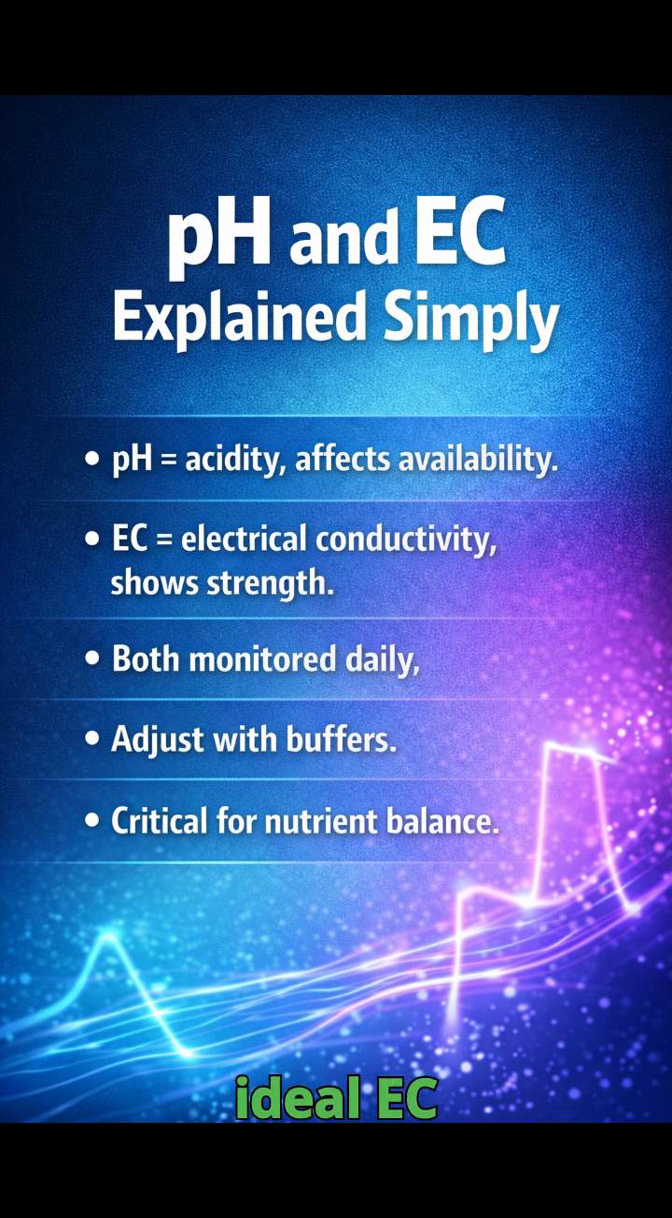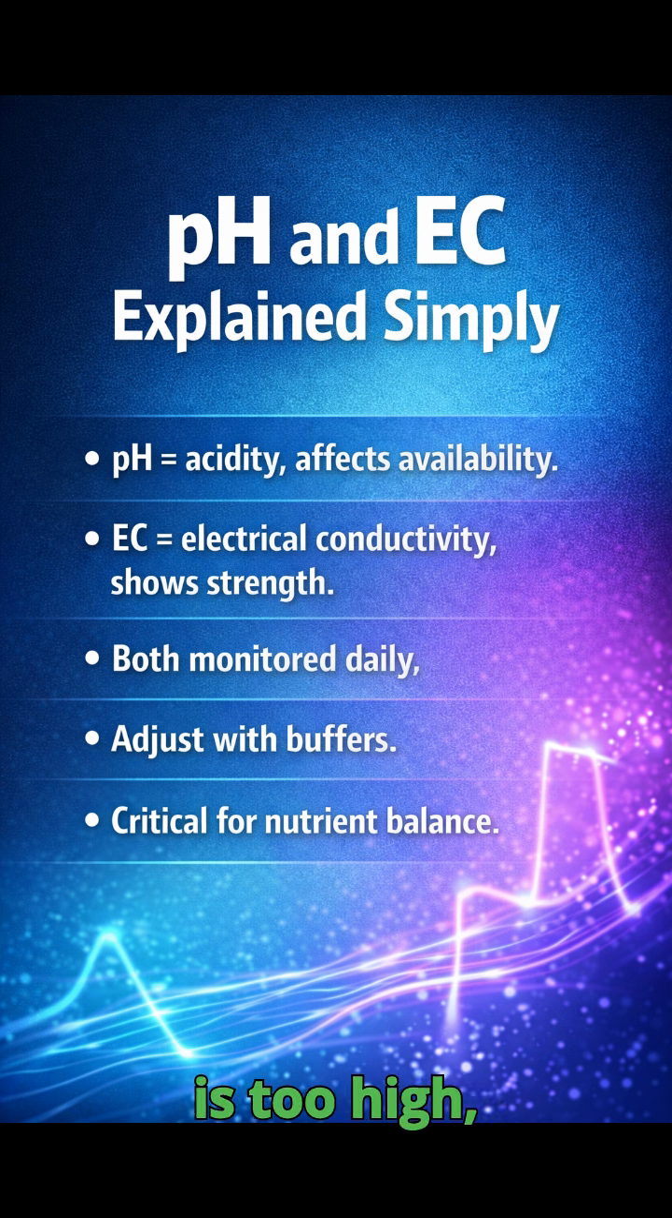Different crops have different ideal EC ranges. Lettuce, for example, grows well at 1.2 to 1.8 millisiemens. Tomatoes prefer 2.0 to 3.5. Seedlings need lower EC than mature plants. If EC is too low, the plant doesn't get enough nutrients. Growth slows and deficiency symptoms appear.